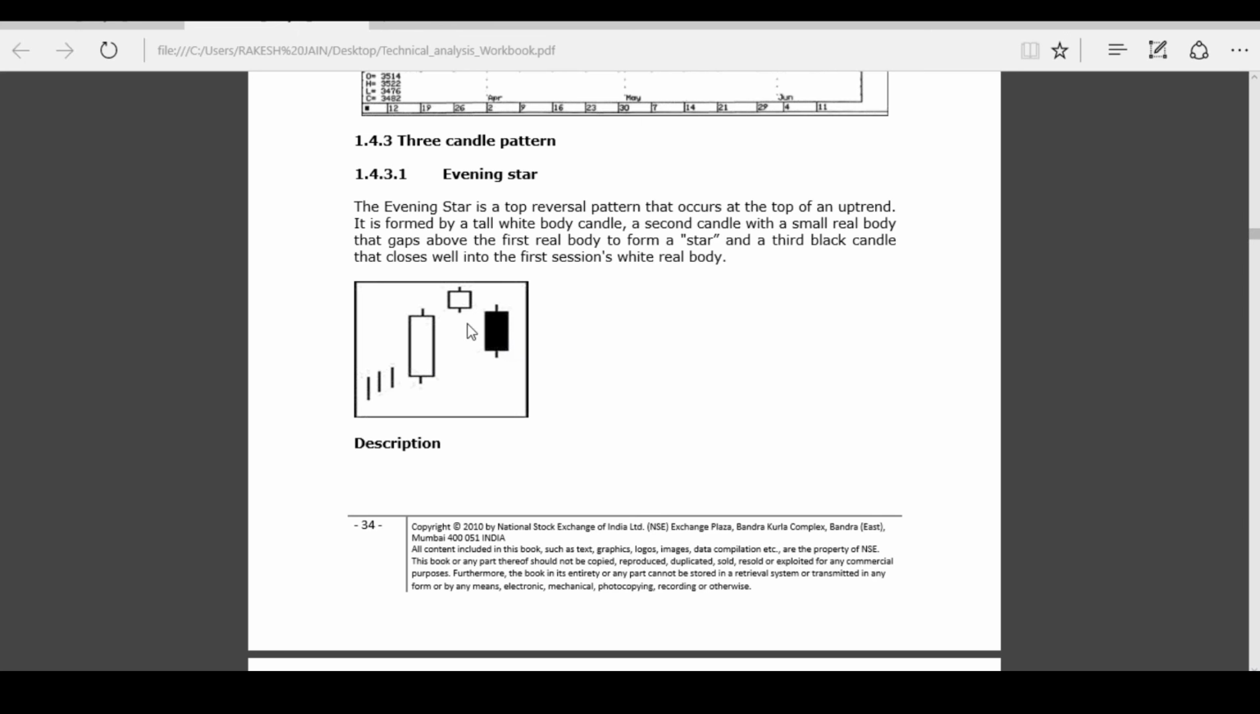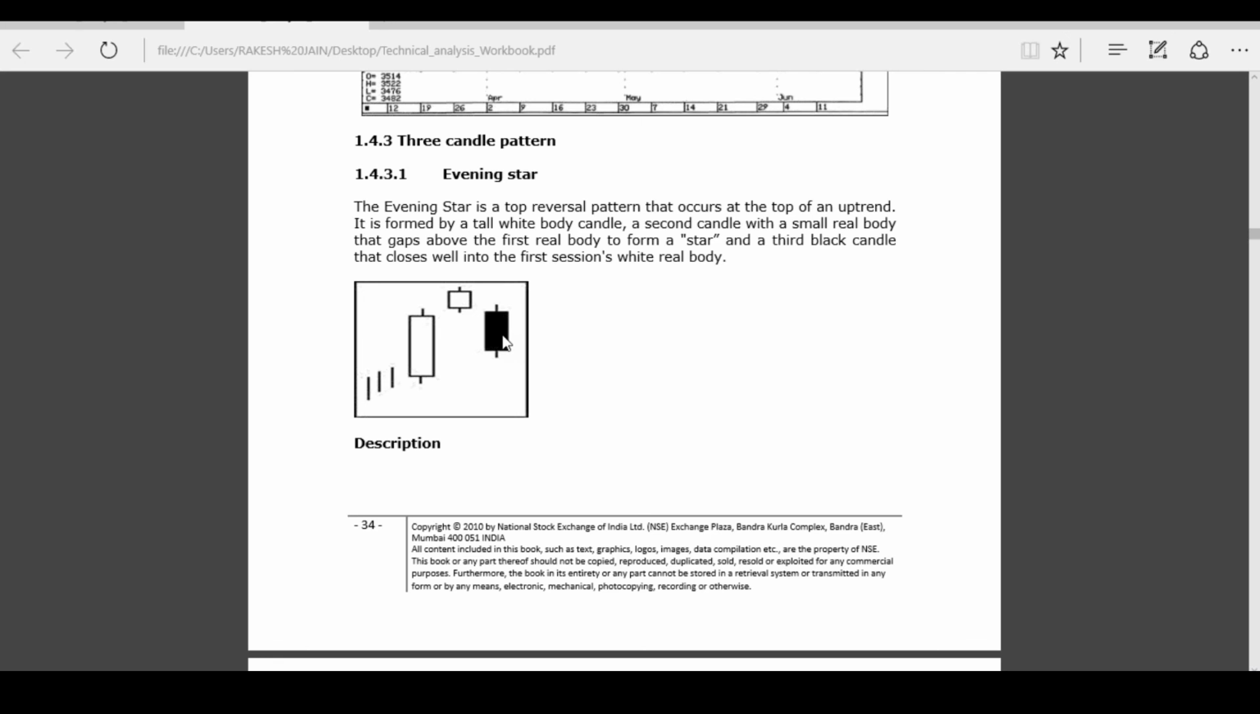Tails are not that important, but the real body of day 2 has to be a small real body. Now, there has to be a gap between the real body of day 1 and day 2. So day 1 real body is in this zone, and the day 2 real body is not within the real body of day 1.